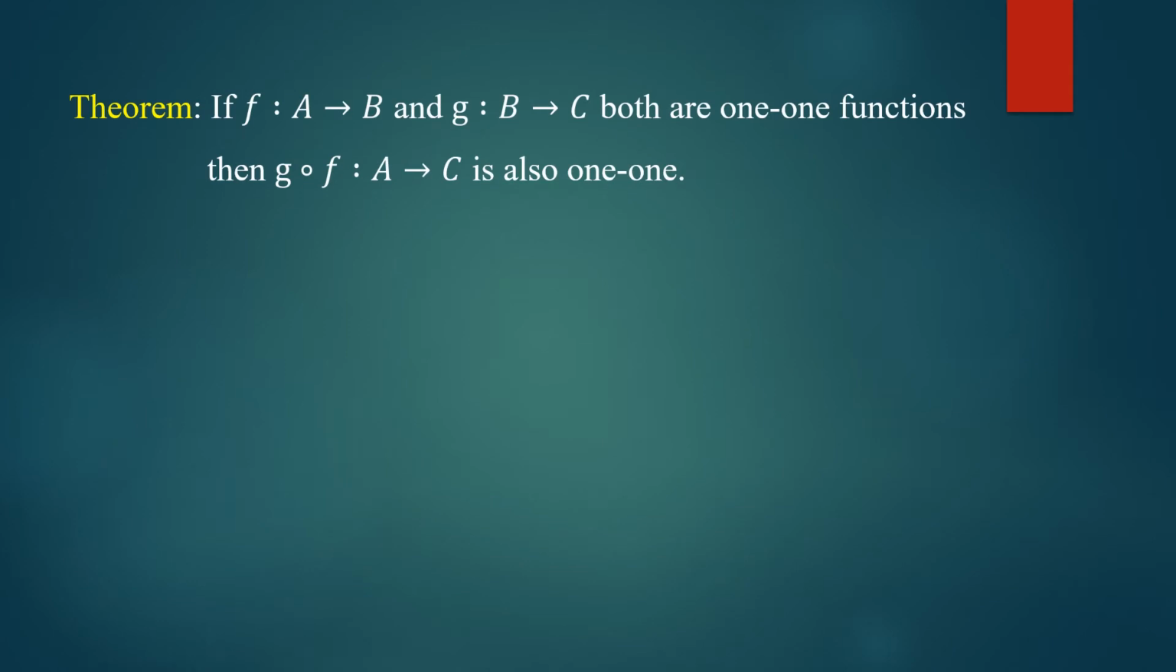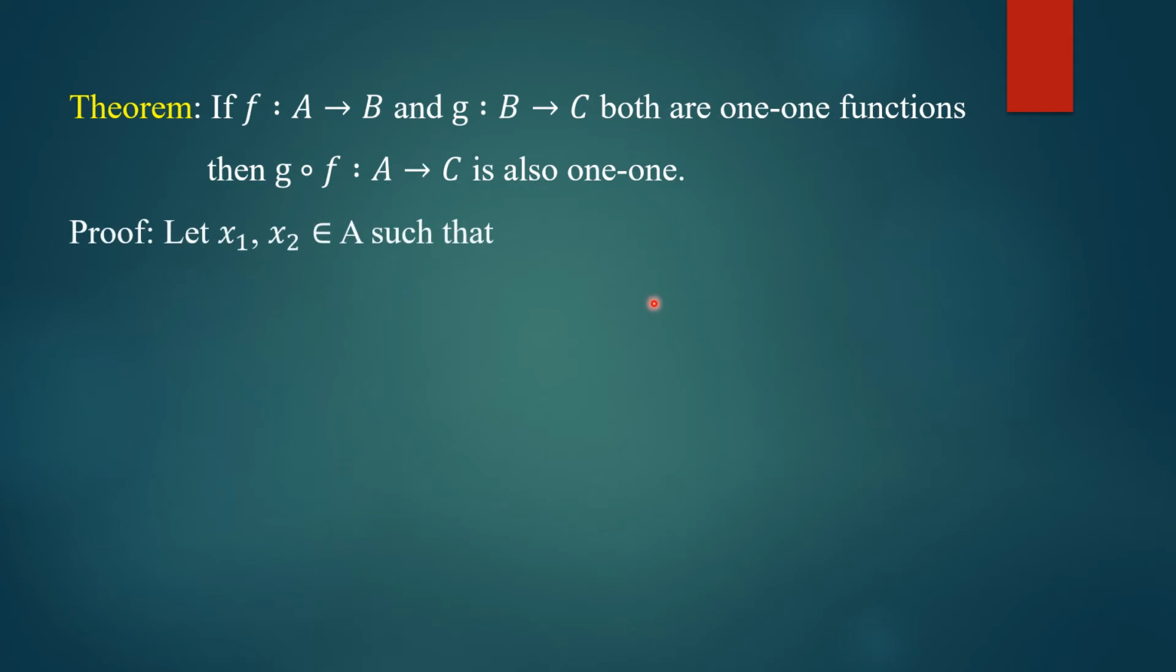We have a theorem. The theorem is, if f: A to B and g: B to C both are 1-1 functions, and already we know what is a 1-1 function, then g∘f, that is composition of g and f, from A to C is also 1-1. So if you want to write in only one sentence, you can write like this: the composition of two 1-1 functions is again a 1-1 function. That is the main topic actually. So let me prove this theorem.